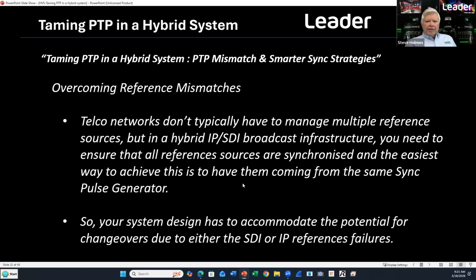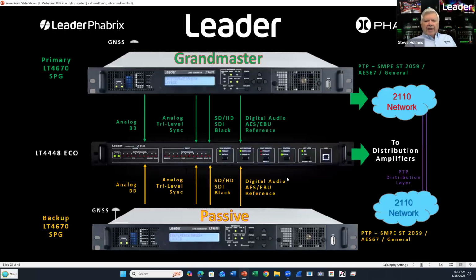So we need to look at this and think about how we've kind of tied everything together. When we have our system put together, we've got a grandmaster up here. It's locked to GPS. I have my second grandmaster in waiting, locked to GPS. They're both feeding the SDI and baseband signals to the ECO, the emergency changeover. And then PTP is doing its thing out in the network.